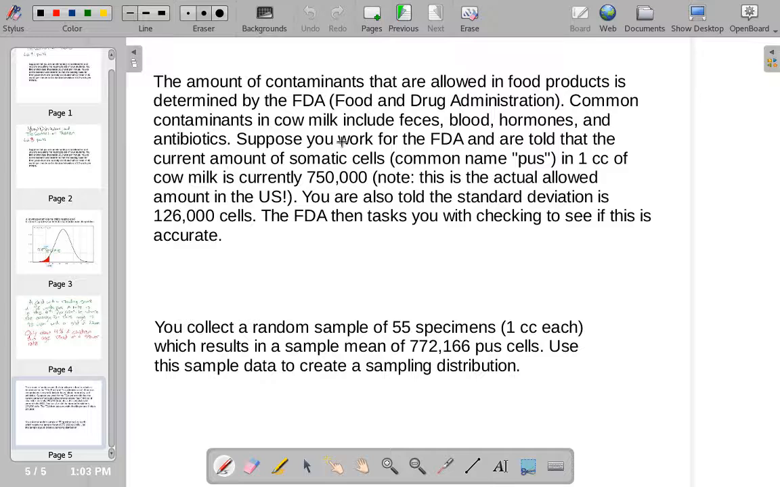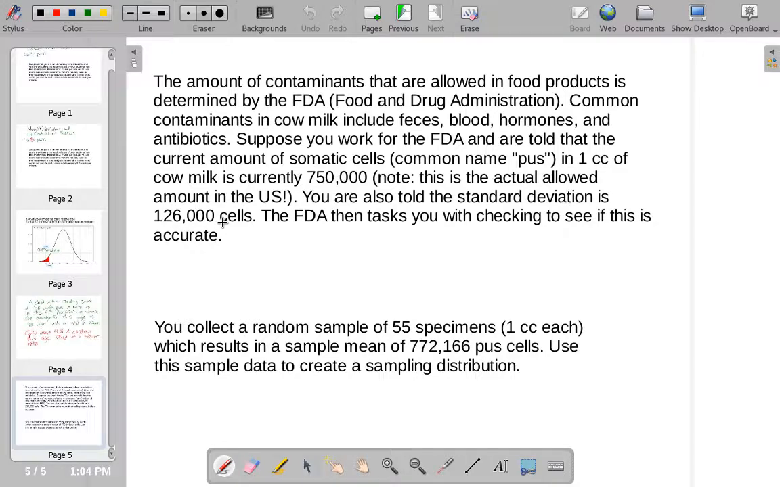So they say as long as the average is not more than 750,000 pus cells per cubic centimeter. By the way, a cubic centimeter is about the size of the tip of your pinky, so just several drops of milk, with a standard deviation of 126.